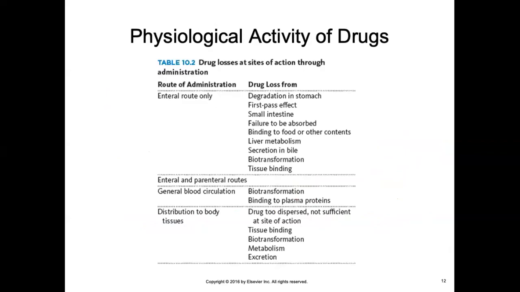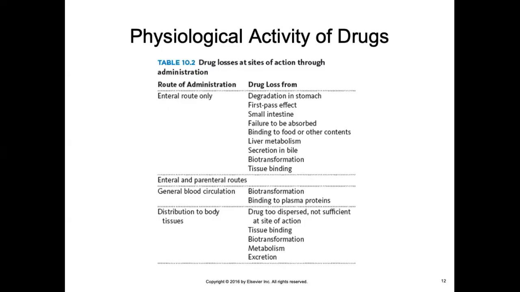Physiological activity of the drug, if it's enteral, through the GI tract, you have drug loss from breakdown in the stomach, from what's called first pass effect. We'll learn about that in a minute. From the small intestine, from failure to be absorbed, binding to food and other material, breakdown in the liver, secretion in the bile, biotransformation, and tissue binding.